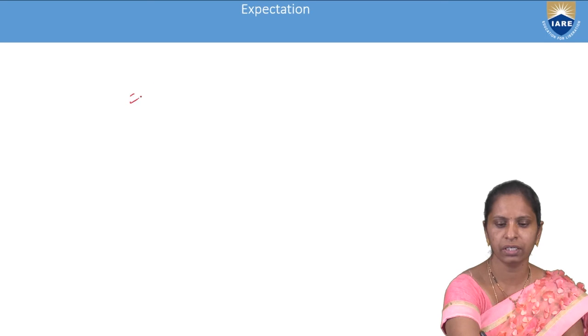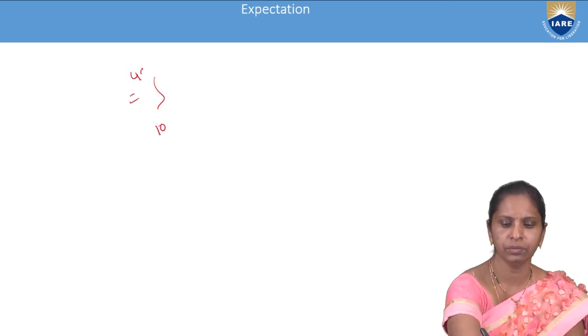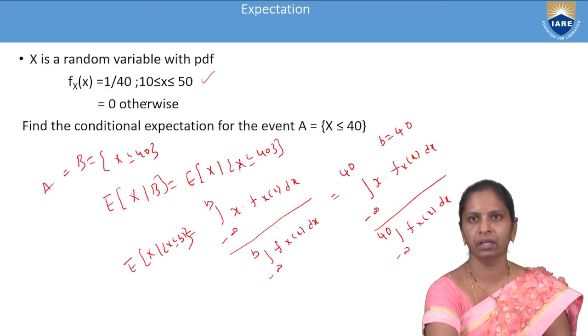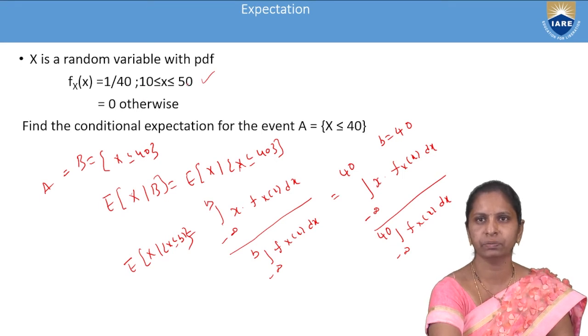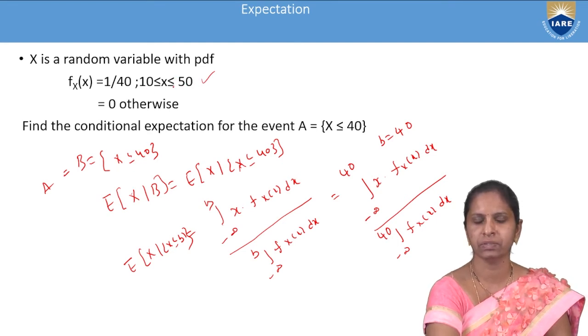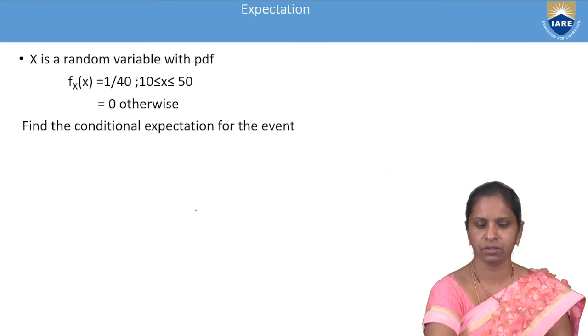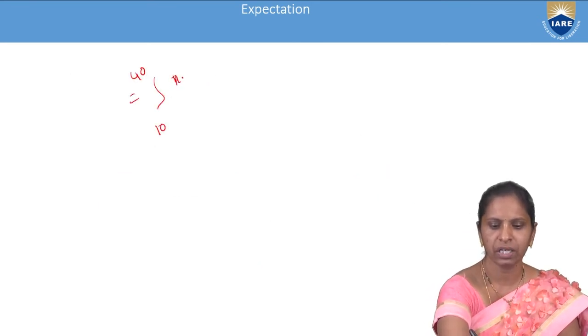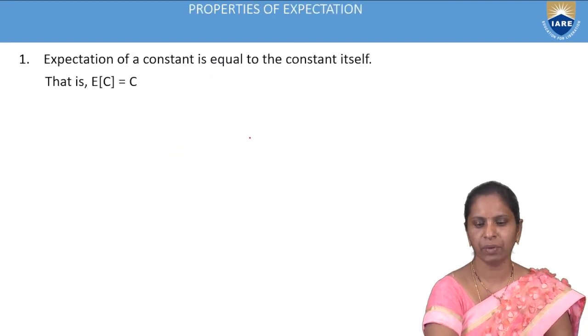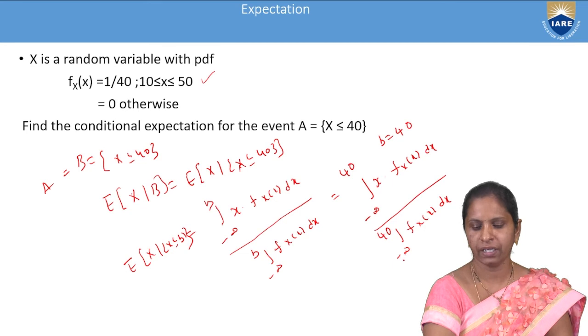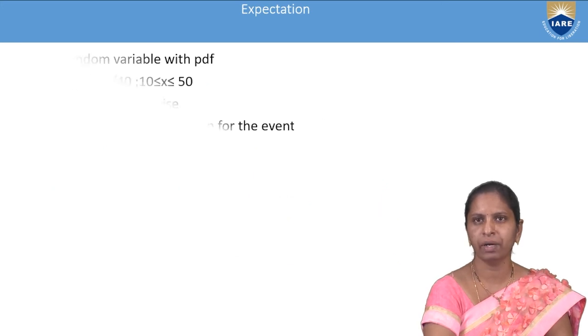It equals integration from 10 to 40, because my density function has been defined only from 10 to 50. The 40 is within the limits of this range 10 to 50, so I can write the density function value as 1 by 40. So x into 1 by 40 into dx, divided by what in the denominator? Integration from minus infinity, but from minus infinity to 10 it is 0, so I replace this lower limit by 10.